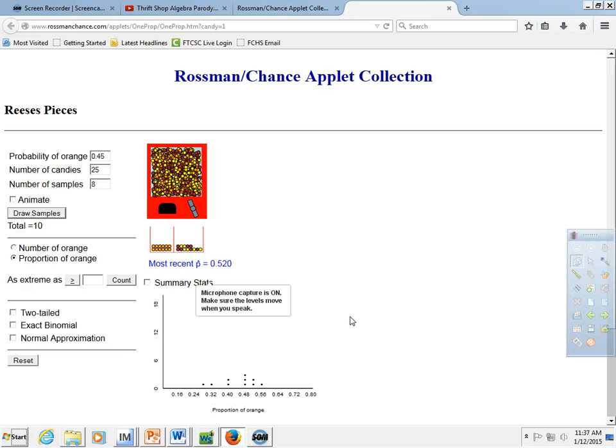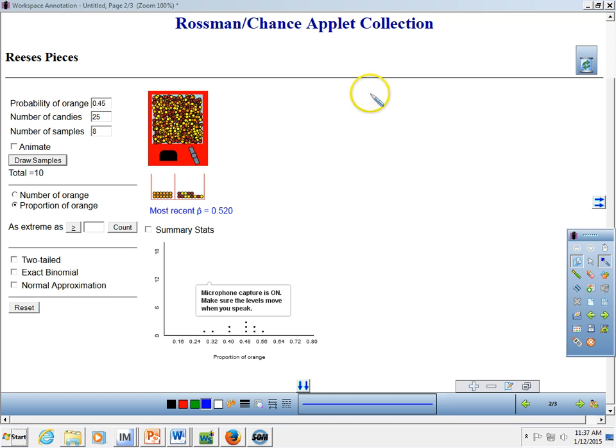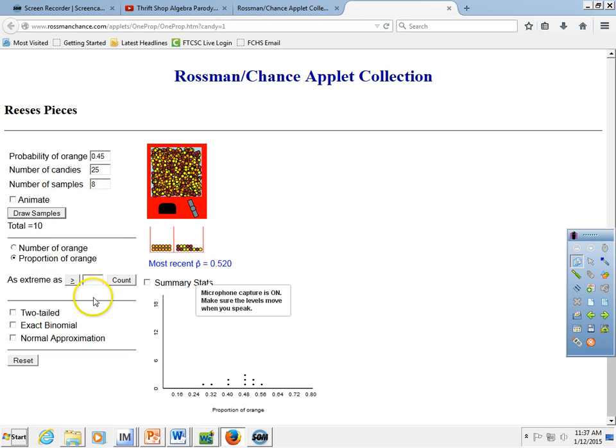So we could go through our process and describe. With n equal to 25, and we've got 10 samples, we can do shape, center, and spread. Right, the shape. Do you call that symmetric, single-peaked? The center, where's the center? Well, we can actually help out here by having summary statistics created.